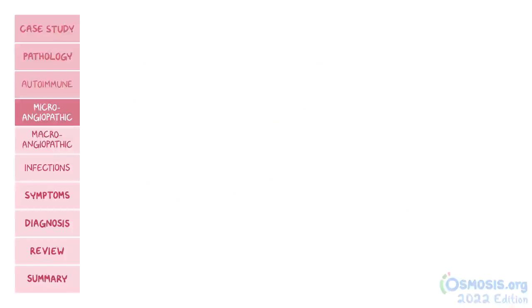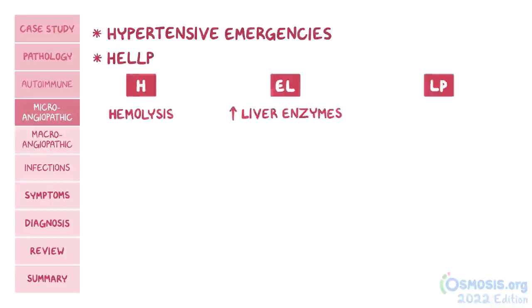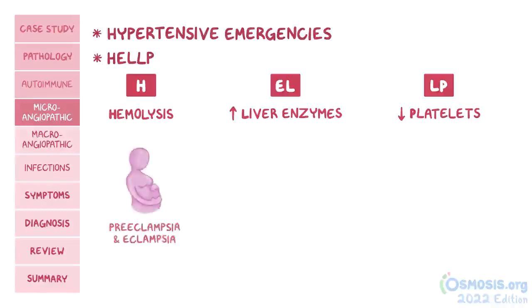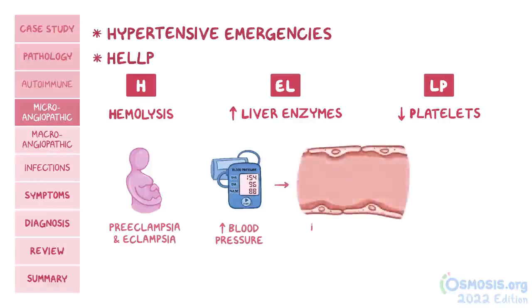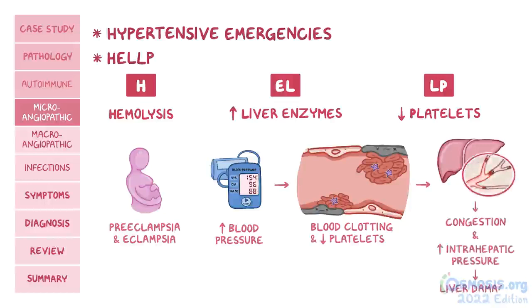Alright, now microangiopathic anemia can also happen in hypertensive emergencies, and in HELLP syndrome, which is an acronym for a triad of findings: H for hemolysis, EL for elevated liver enzymes, and LP for low platelets. HELLP happens as a complication of preeclampsia and eclampsia, which are hypertensive disorders in pregnancy. High blood pressure can damage the vascular endothelium and activate the coagulation cascade, leading to the formation of blood clots, depleting the platelets. The clots are responsible for the destruction of red blood cells as they circulate through the clotted vessels. The clots also deposit in the hepatic blood vessels, causing congestion and increased intrahepatic pressure, leading to liver damage.